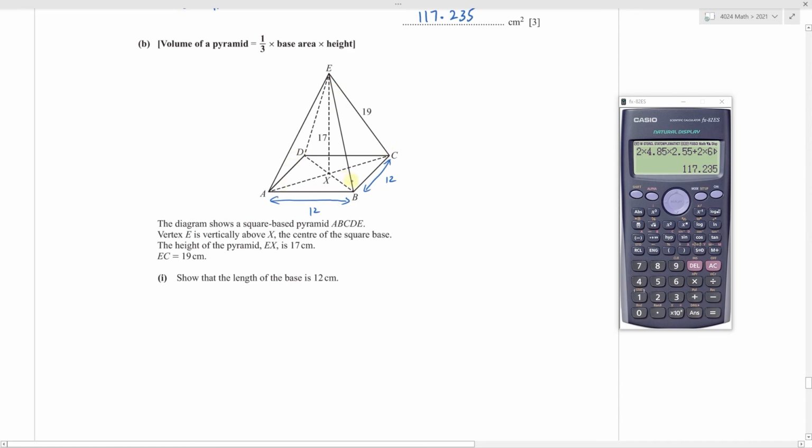So we know that since this is a square, all of these angles are 90 degrees. So this angle here is 90 degree.